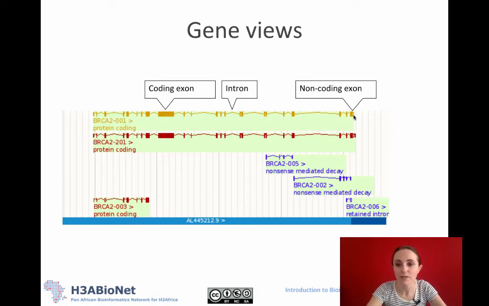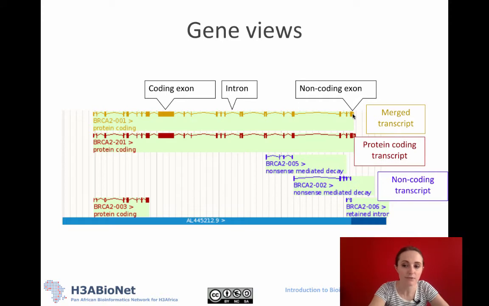We also have non-coding exons, which are shown as empty boxes. So here at the end, we have the non-coding exon, the untranslated region, which is empty. The colours are also meaningful as well. So this is BRCA2, which is a coding gene. So it has some coding transcripts, and it also has some non-coding transcripts, which are shown in blue.